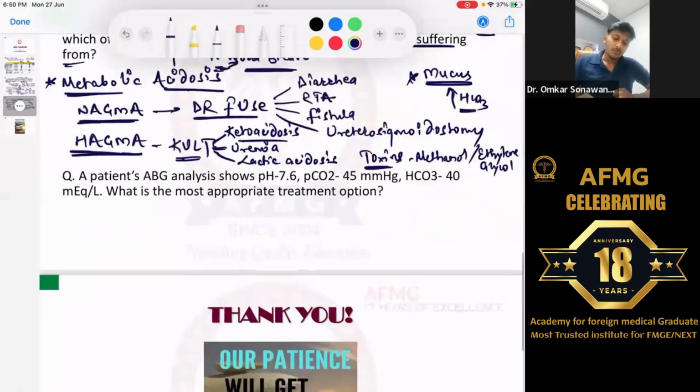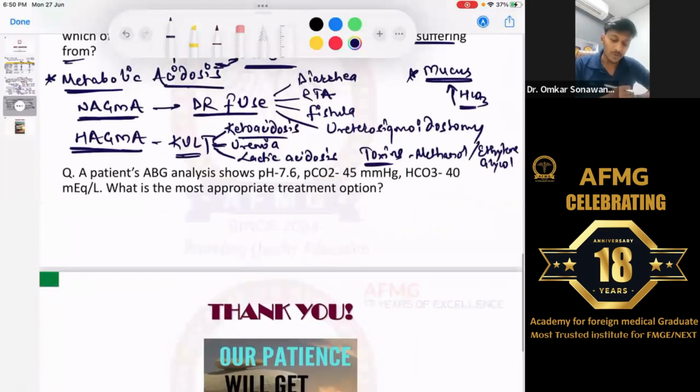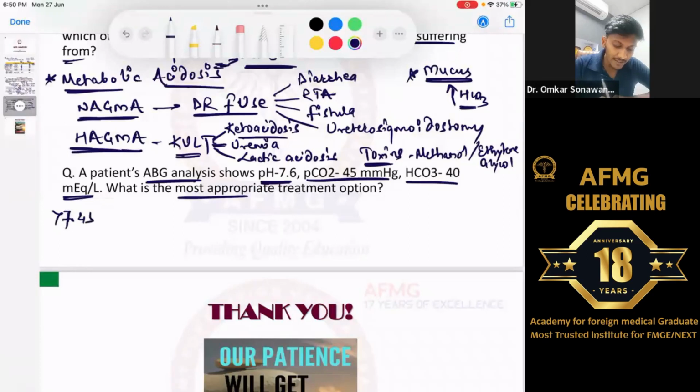Okay? Moving further now, if I talk about the last question over here, a patient's ABG analysis shows a pH of 7.6, PCO2 of 45 mm of Hg, and bicarbonates of 40 milliequivalents per liter. What is the most appropriate treatment option? Okay? So please remember, guys, here the pH is usually more than 7.45. If the pH is more than 7.45, definitely the patient is likely suffering from which acid-base disorder? The patient is suffering from alkalosis.